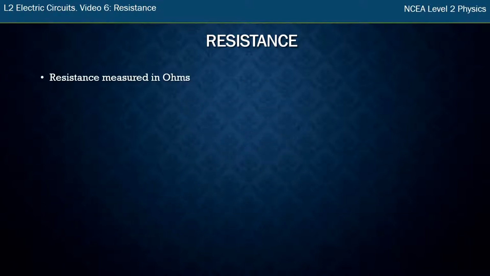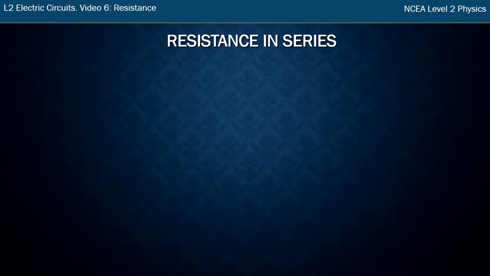So resistance is measured in ohms as the unit, and the symbol for ohms is the Greek letter omega. So we need to know rules for how you find the total resistance in series and parallel. To start with, in series, it's really easy. You just add the resistances together.